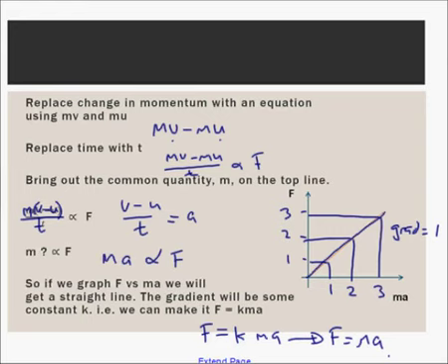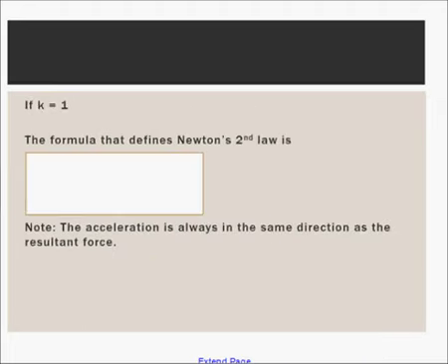You can't just replace a proportional sign with an equal sign. It doesn't work. You need to put in a constant, and when you put in a constant, it can change the size of it. But in this case, the constant is 1, so we ignore it. So the formula defines Newton's second law, F equals ma.